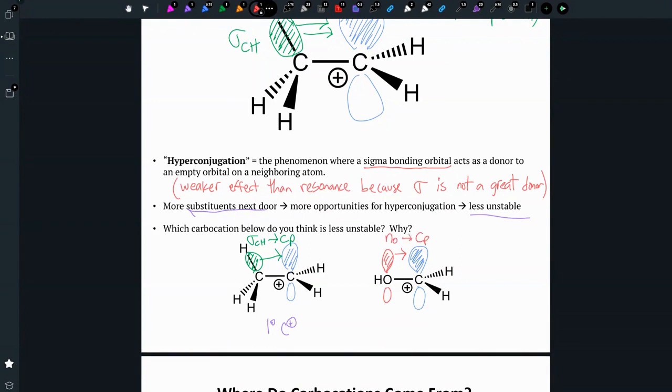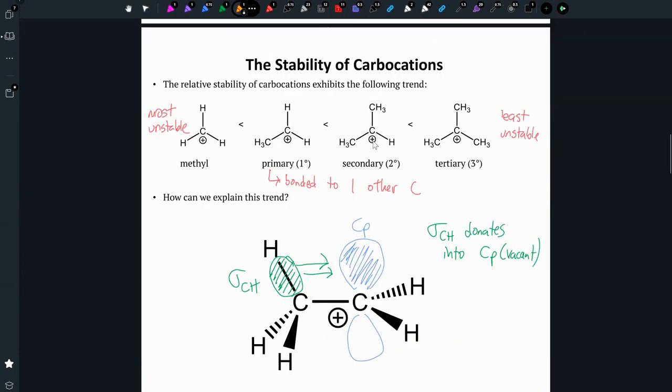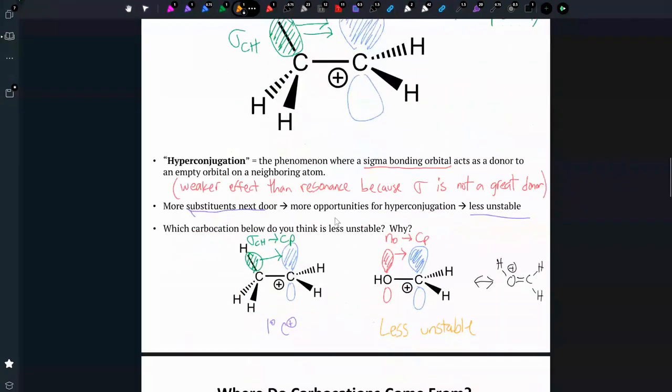And so that is going to be a more effective donation, right? Here I could even draw it as an alternate resonance structure. So definitely this one on the right is going to be less unstable, because the lone pair is going to be a much better donor and have a greater stabilizing effect. So hyperconjugation is good. It's not nearly as good as resonance, but it does provide some stabilization.